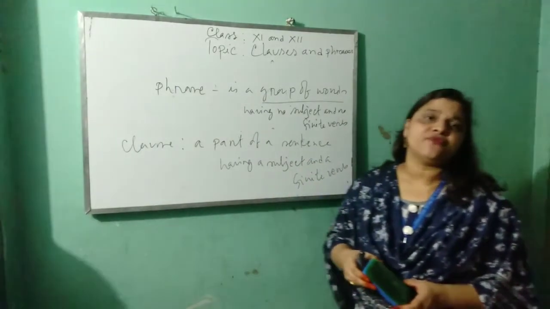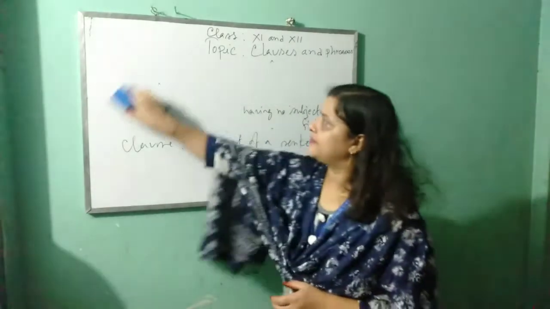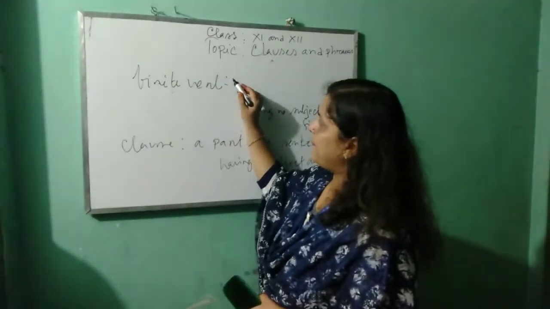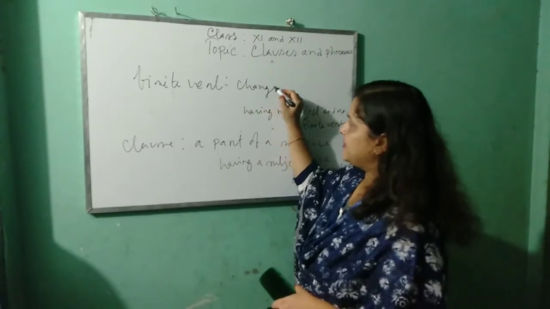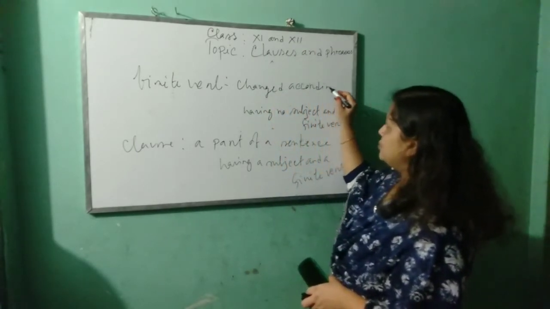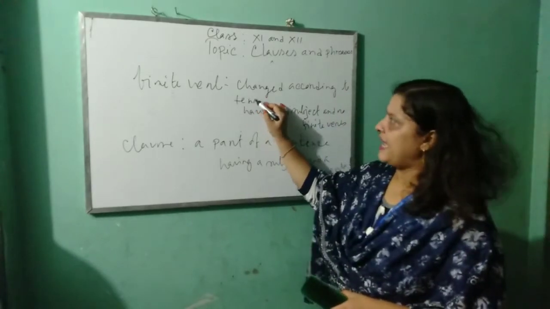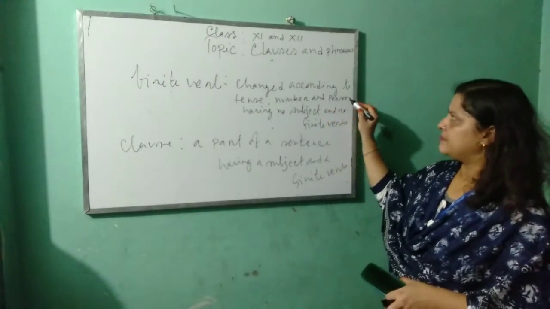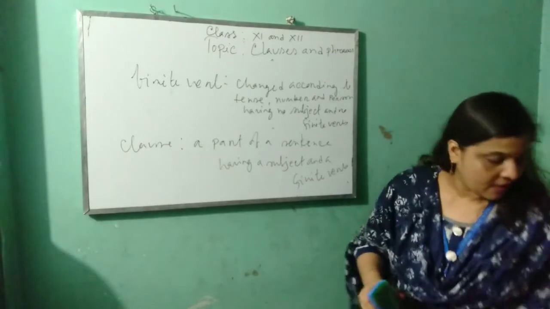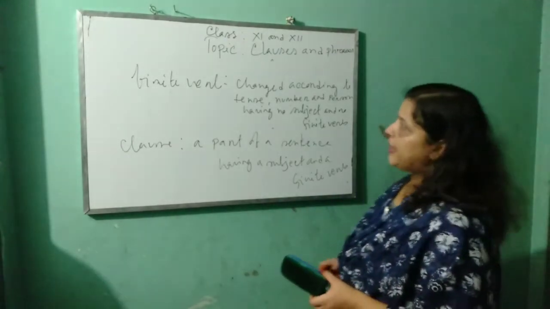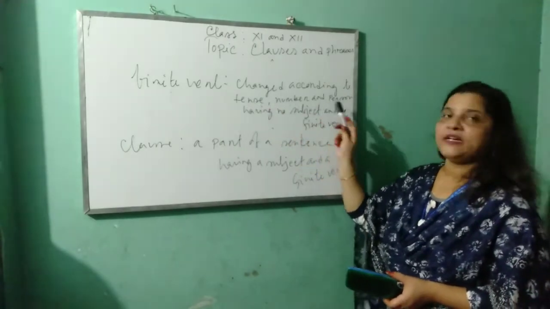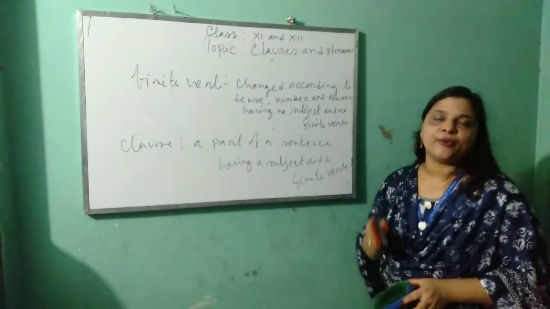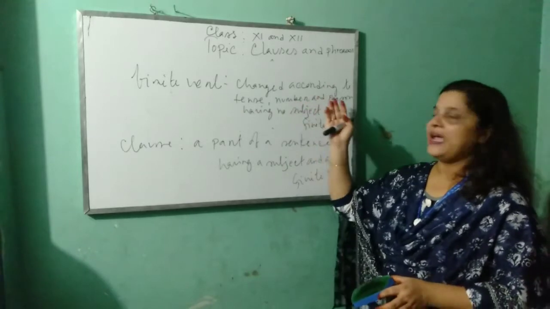You need to know what a finite verb is. Let us see. A finite verb is changed according to tense, number and person. Remember, a finite verb is changed according to tense, number and person.